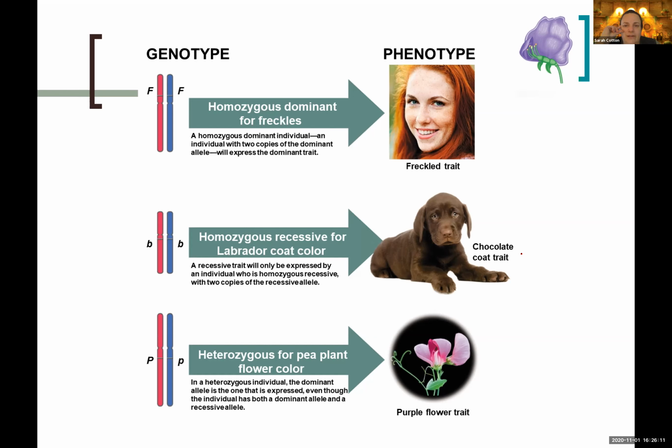It turns out that in Labrador retrievers, their coat color is actually way more complicated than this, but for your book's purposes, black is the dominant allele, and that chocolate brown color is a recessive allele. If you have a puppy that has a chocolate brown coat, that is a recessive trait. So just by looking at this puppy, I know that this puppy is homozygous recessive because I can see that he's brown.